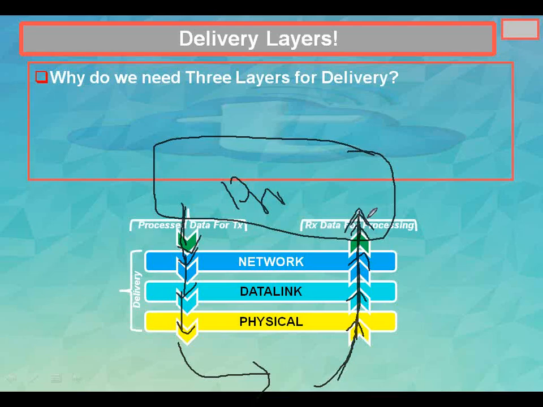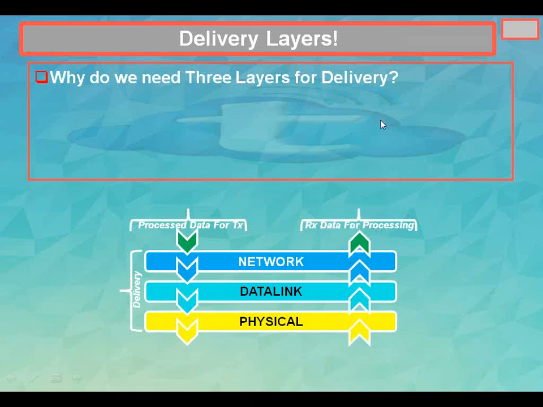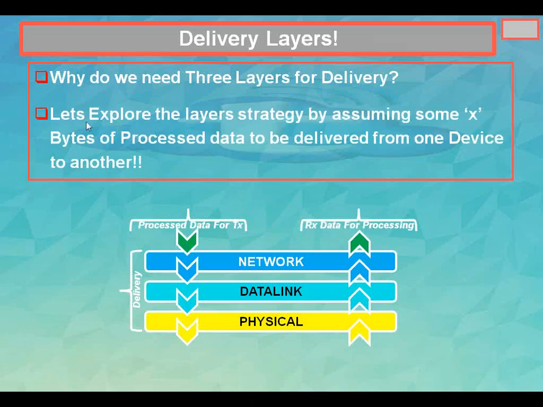Now we are not learning anything about processing layers. Today, what are we concentrating on? We are only concentrating on delivery layers, by assuming that there is already some processed data. Assume that, and let us explore the layer strategy with the 3 layers, assuming that X bytes of processed data is ready to be delivered from one place to another place.